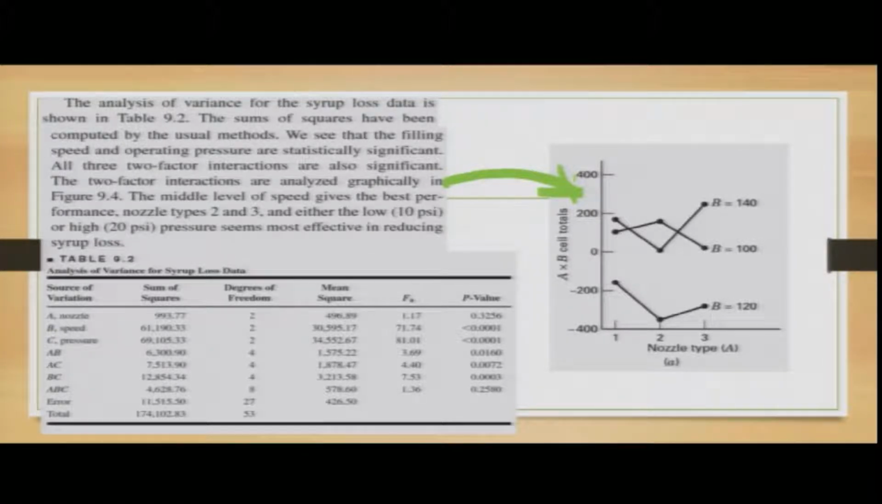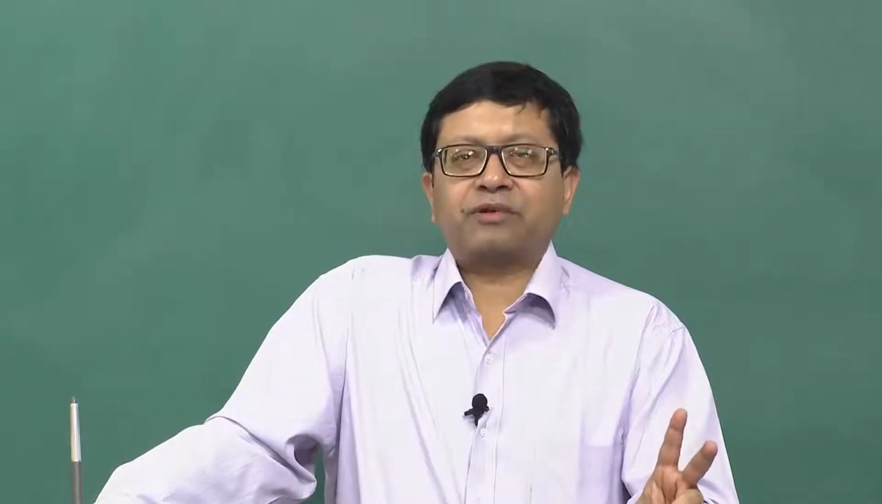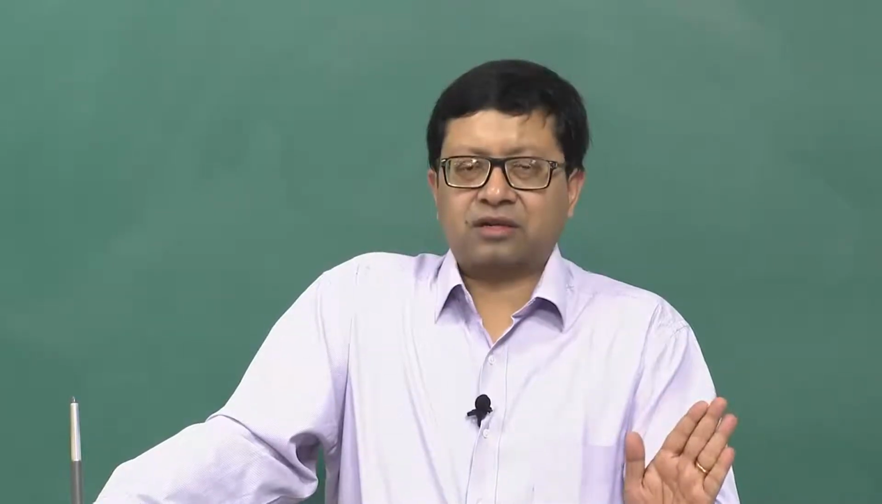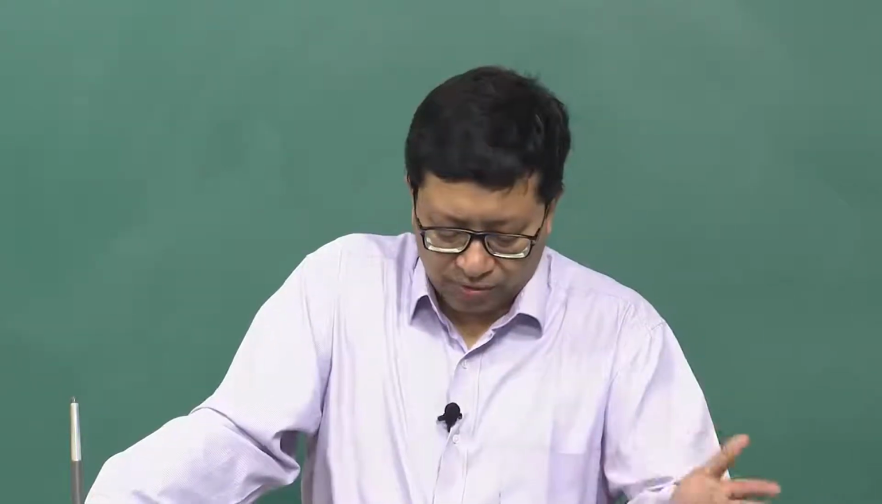The sums of squares of the error are given. The error value comes out to be 11,515, which is this value, and the total sum of squares comes out to be 1,74,102. The degrees of freedom are given accordingly: if it is only one factor, it is 2, for two factors it will be 2 into 2, that is 4, and when you have all three factors combined, you will basically have 8, because it will be 2 into 2 into 2, not the 3 parts, sorry.